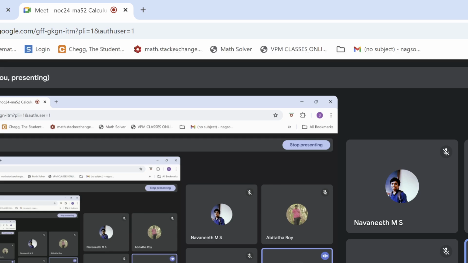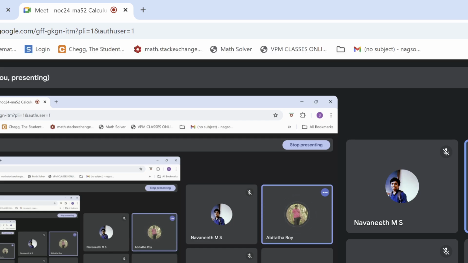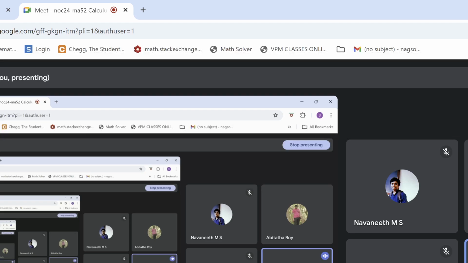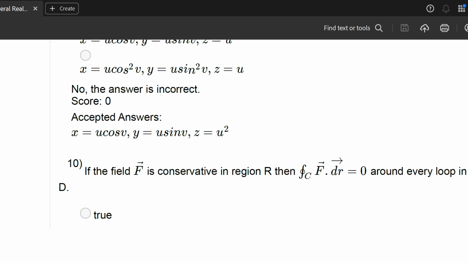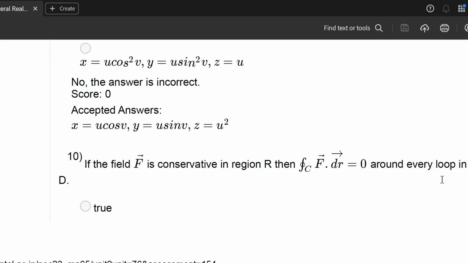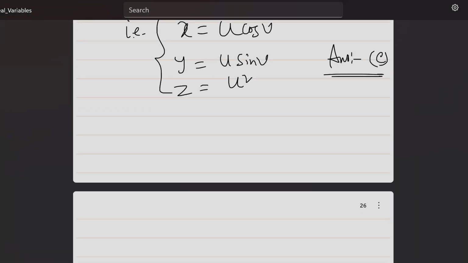So, Abhitato, do you want to say this thing that I said 2 minutes back, or something else? No, it is given that it is a conservative field or conservative region already. Conservative region, conservative force. Every loop means the initial and final point are the same. Okay, I will write. You continue. What do you want to say?